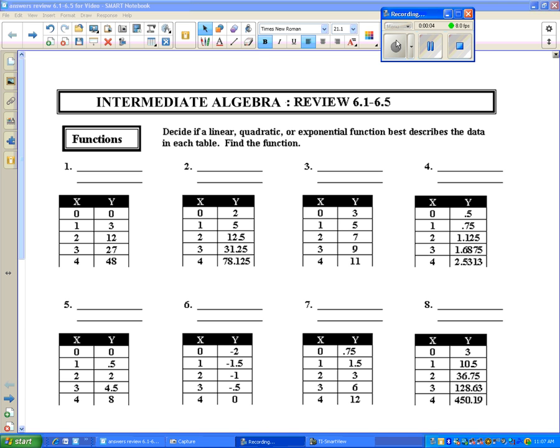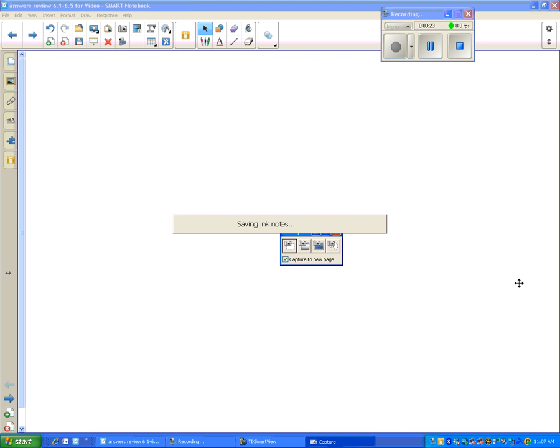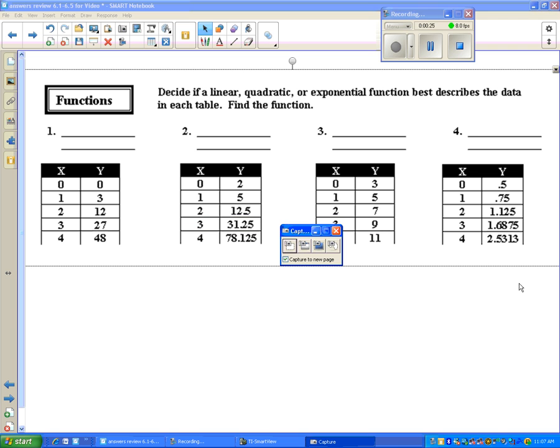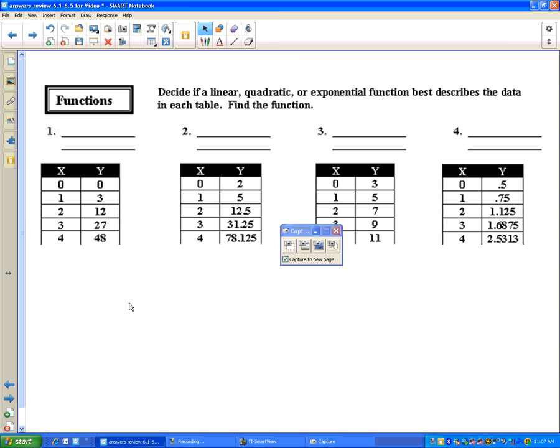6.1 through 6.5 review. This is the review for the quiz 6.1 through 6.5. I'm going to take some of these over to another page so I have a little more room to work. Make sure when you're doing these, you're actually reading the instructions and you know what I'm asking for. Number 1 through 4, decide if a linear, quadratic, or exponential function best describes the data in each table.